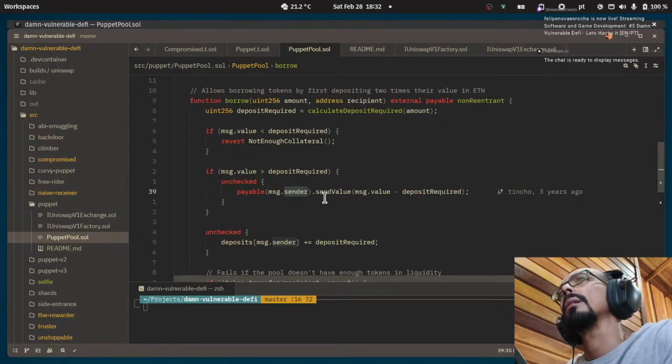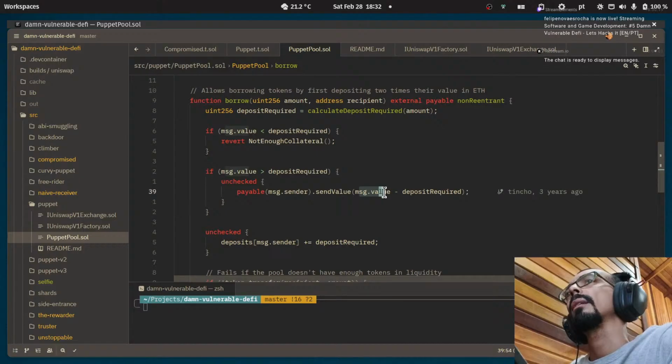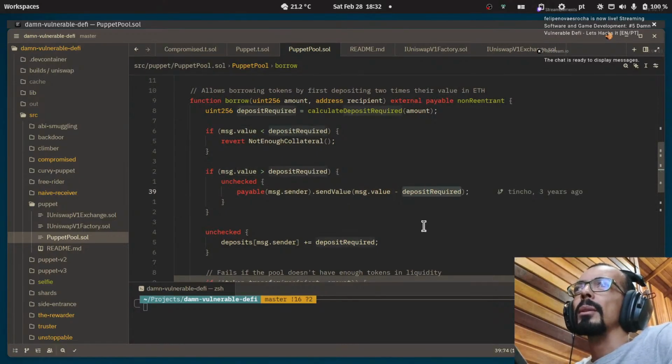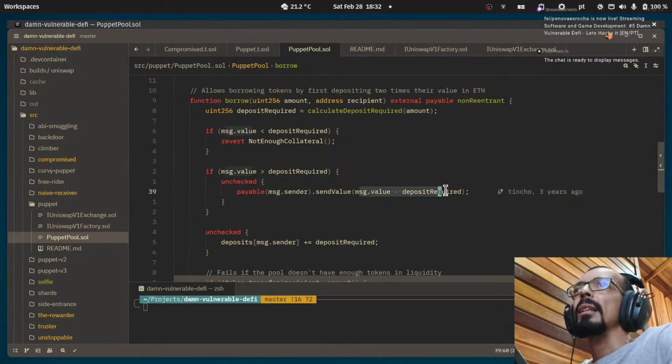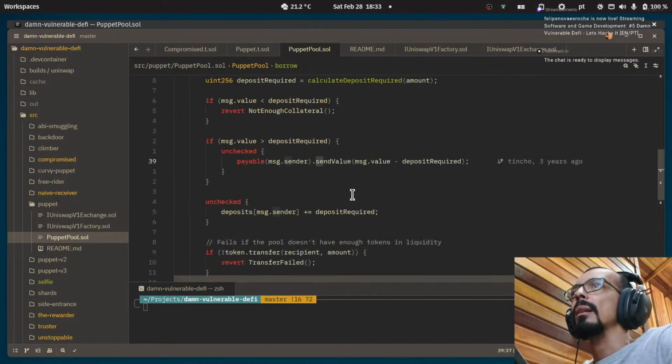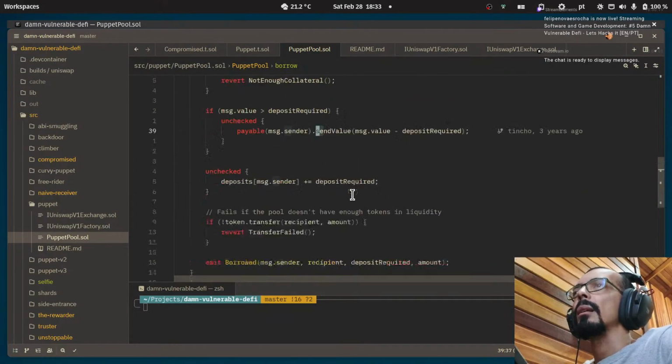Wait. Okay, they take the value I send, less the deposit required, and send, but what? Oh, in case I send too much. So let's say I send too much, they're going to give me back. But if I can overflow or underflow here, they're going to send me a lot of money.